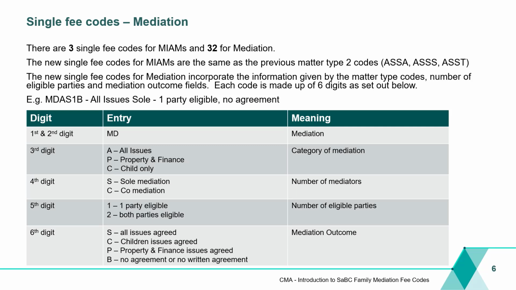MDAS1B. The first 2 digits, MD, indicate it's a mediation claim. The third digit will be an A, a P or a C to indicate the type of mediation. The fourth digit will be an S or a C, which informs us whether it was sole or co-mediation. The fifth digit will be a number 1 or 2, indicating the number of parties eligible, and the last digit will be an S, a C, a P or a B, showing the outcome of the mediation.